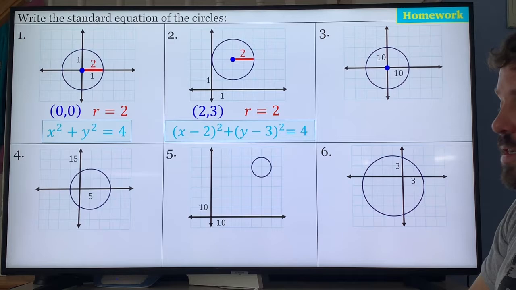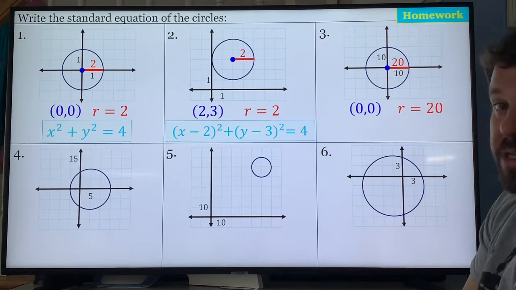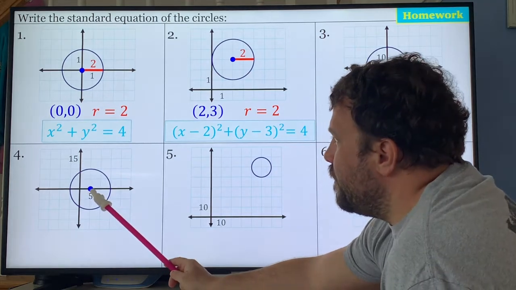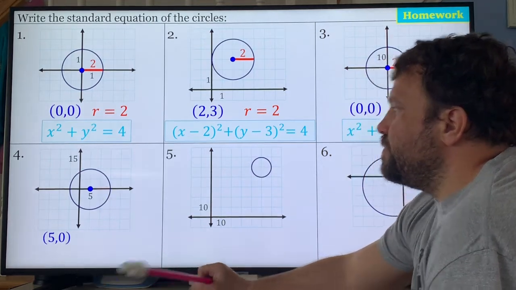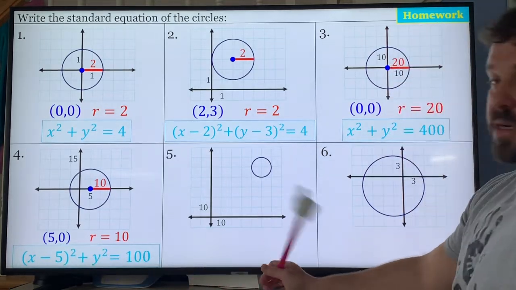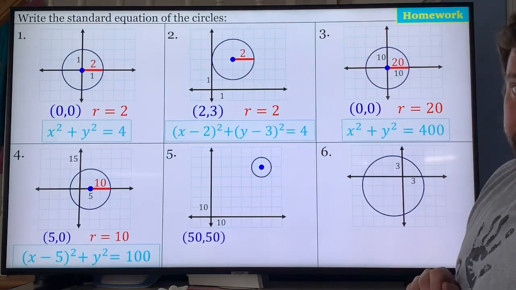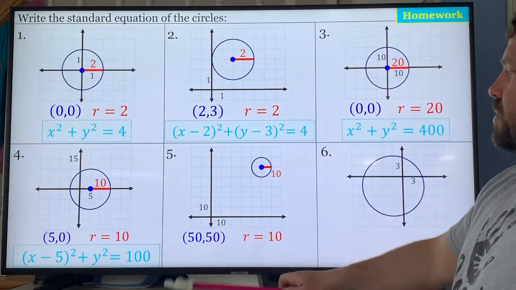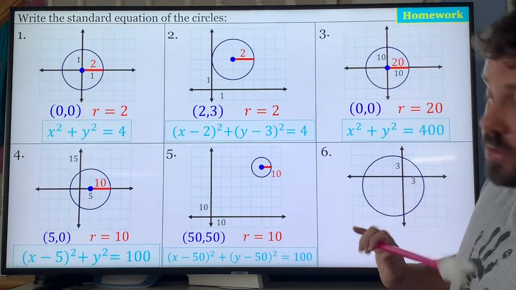Right? Units are by 10 here. It's a basic circle, so your center is (0, 0), so that's x squared plus y squared. All right, radius is 20. 20 squared is 400. All right, right here. This is 5, so your center is (5, 0), and the radius is 5, 10. (x minus 5) squared plus y squared equals 100. Okay? These go by 10. 10, 20, 30, 40, 50 over and 50 up, right? Radius is 1. Nope, the radius is actually 10. That's what gets a lot of people here. So, (x minus 50) squared plus (y minus 50) squared equals 10 squared, which is 100.